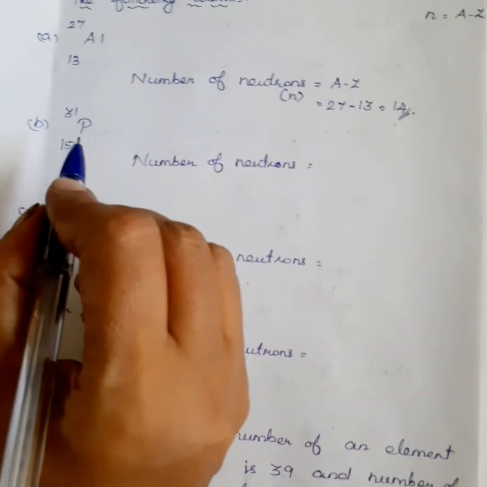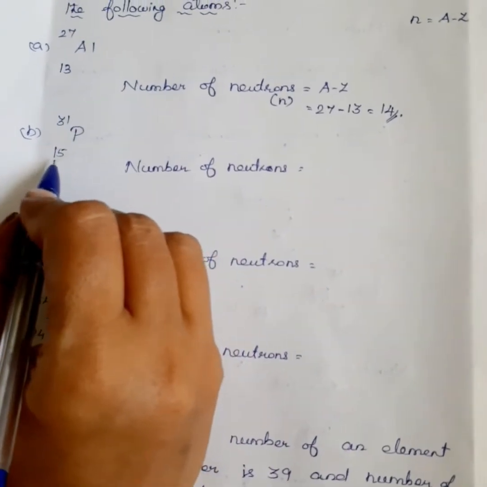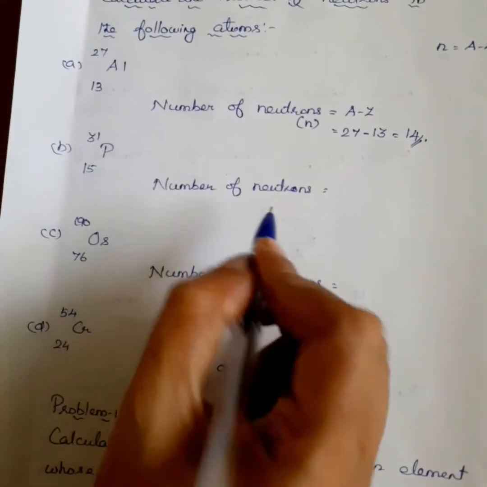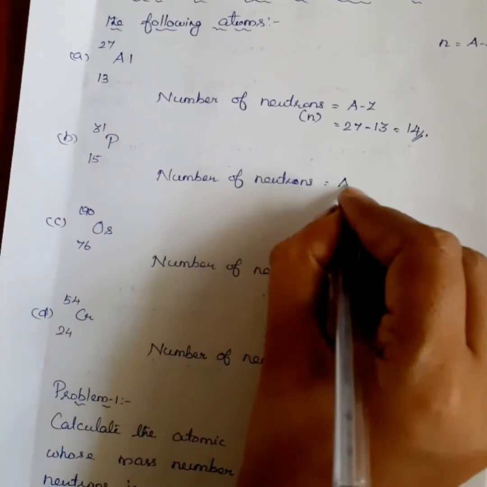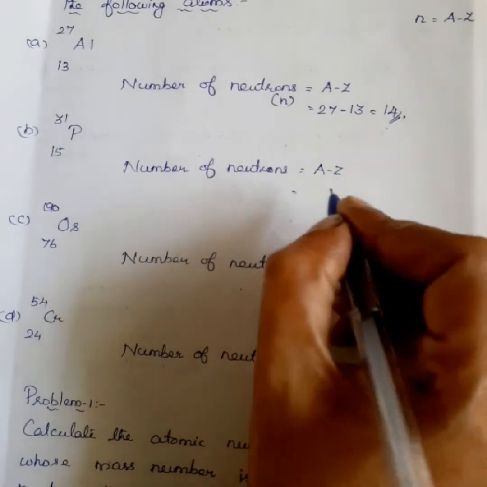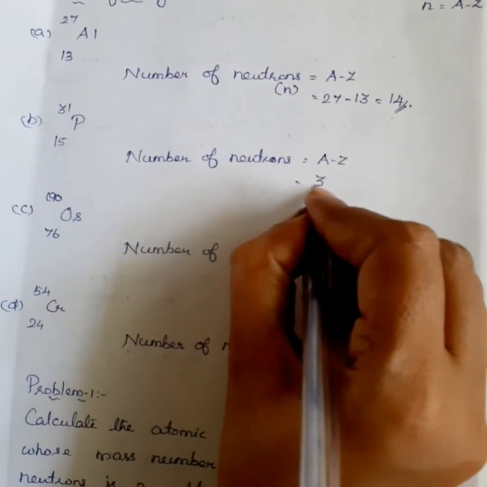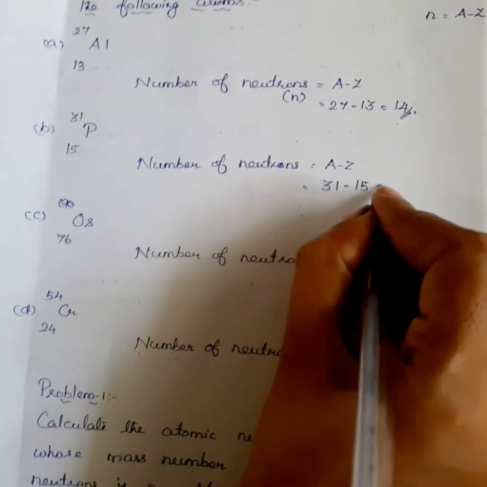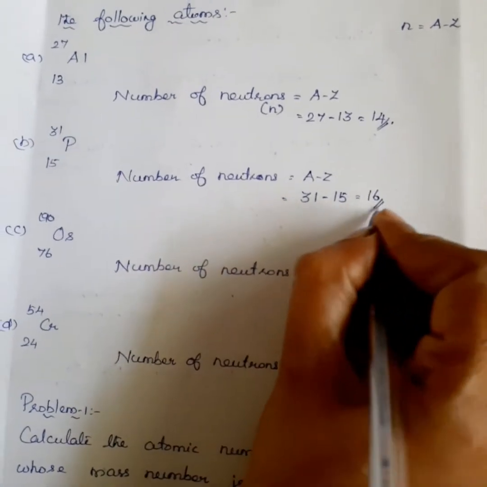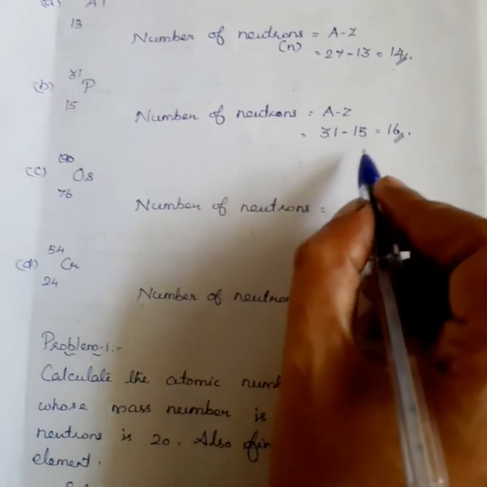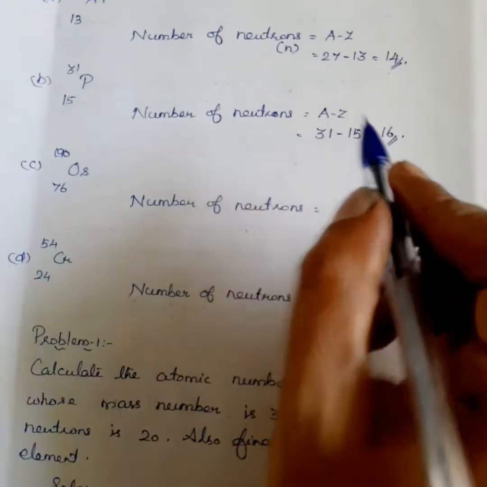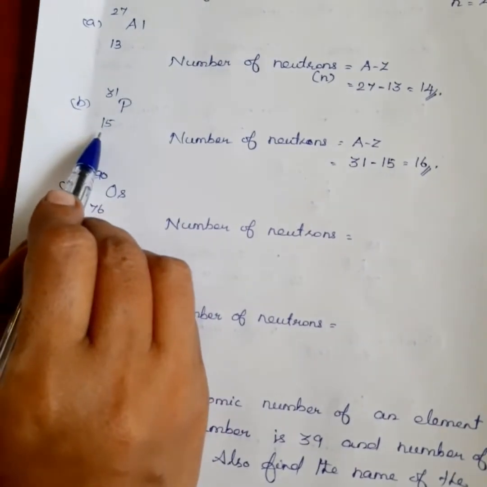Next, phosphorus-31, with atomic number 15. The number of neutrons N is equal to A minus Z, which is 31 minus 15, equal to 16. A is equal to 31 and Z is equal to 15.